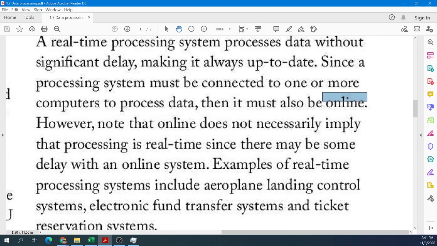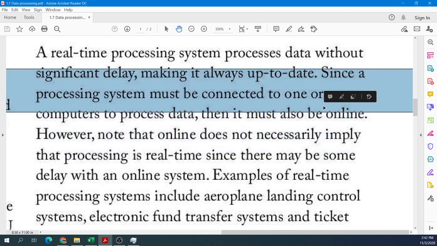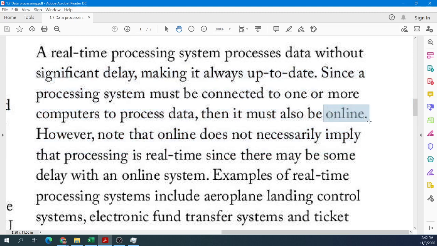However, know that online does not necessarily imply that processing is in real time. So it's a one-way road. If it is real time, then it has to be online, because if it's real time, it has to be processing all of the time right away. It has to be ready to process at any point in time. So that means it has to be online all of the time in order to process in real time.